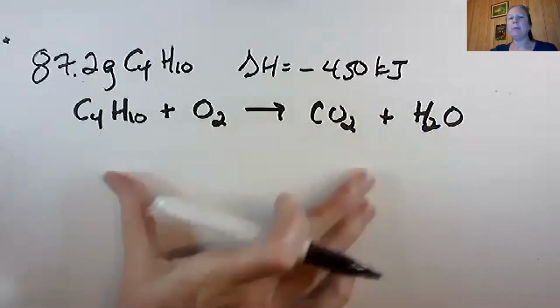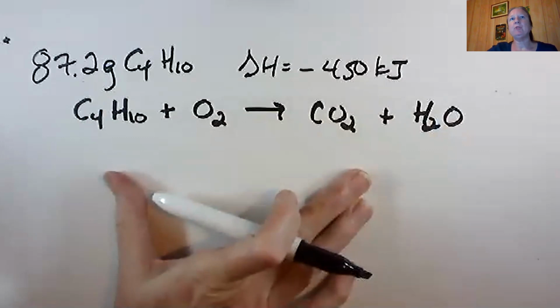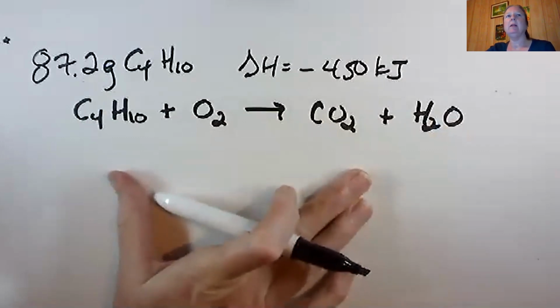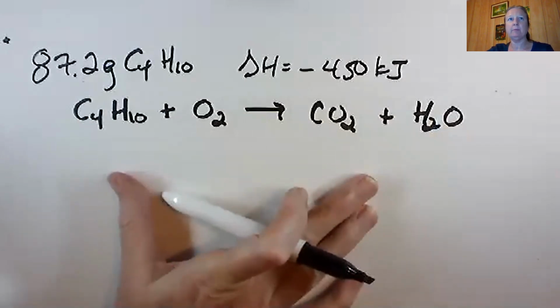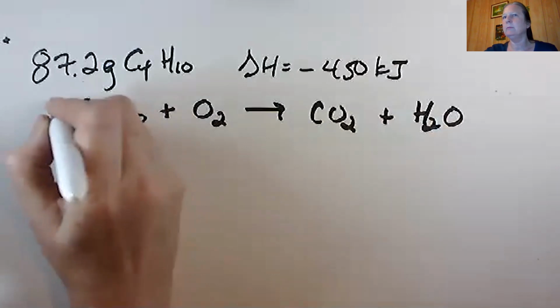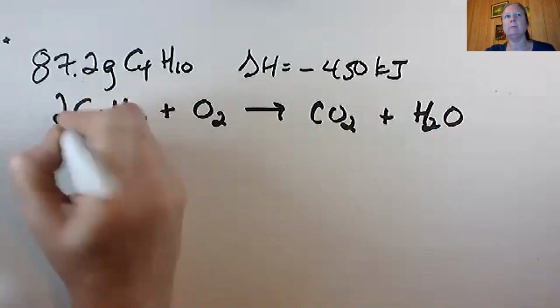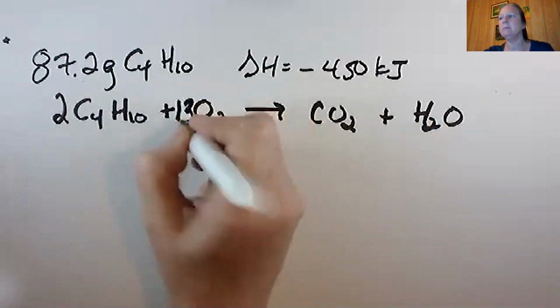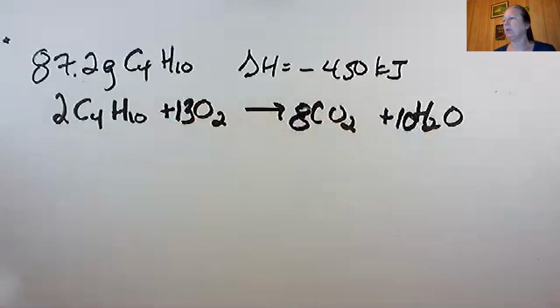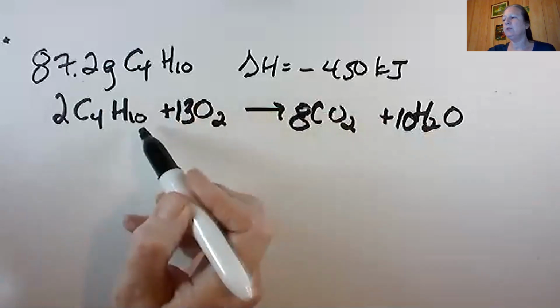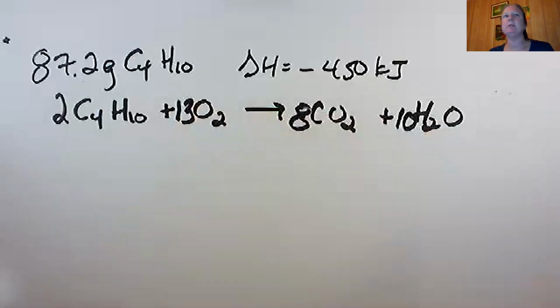So you have to balance this equation. I suggest you try it, pause this, balance the equation, and then see if you get what I'm about to write down, because this is a great practice one. Okay, so it's 2 hydrocarbon, 13 oxygen, 8 carbon dioxide, 10 water.